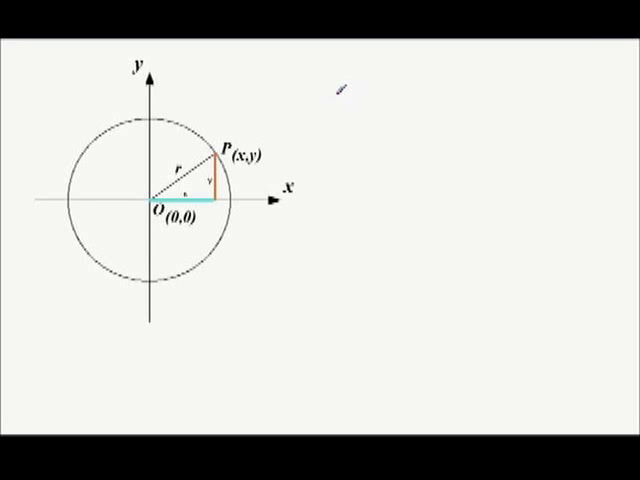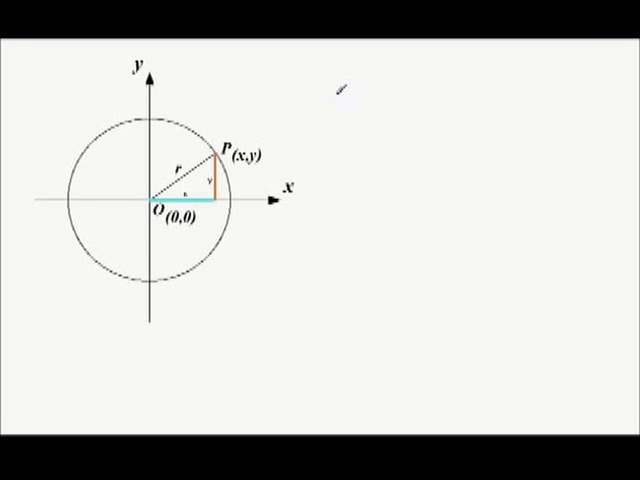You'll remember a locus is a set of points that satisfy a given condition. So a circle is the locus of all points in a plane at a given distance from a fixed point on the plane called the center. The distance from the center to any point on the circle is called the radius of the circle. In this figure, the center of the circle is at the origin.